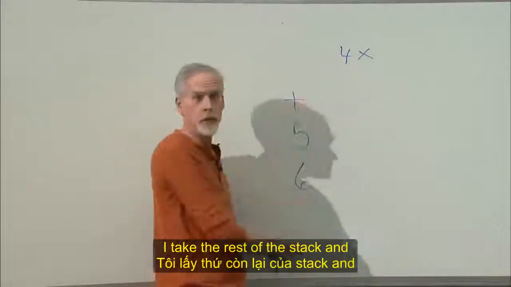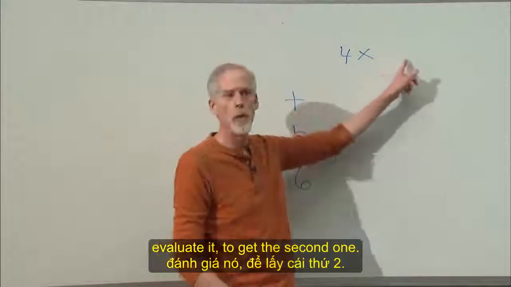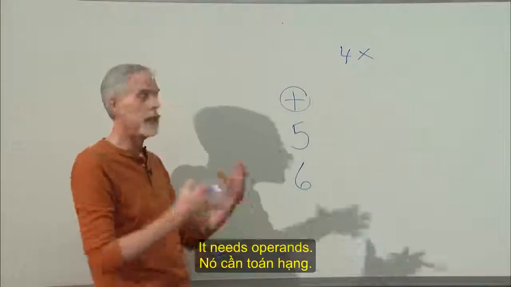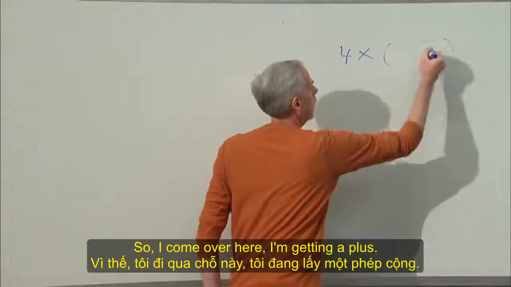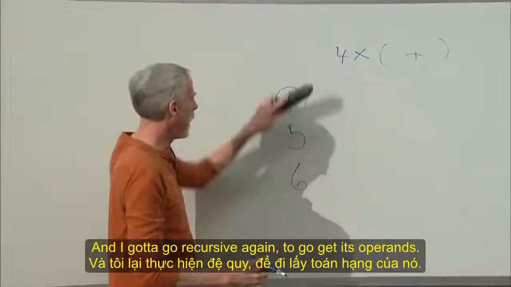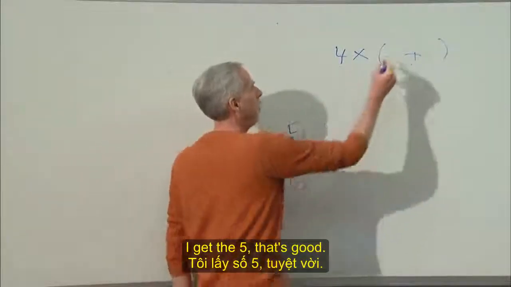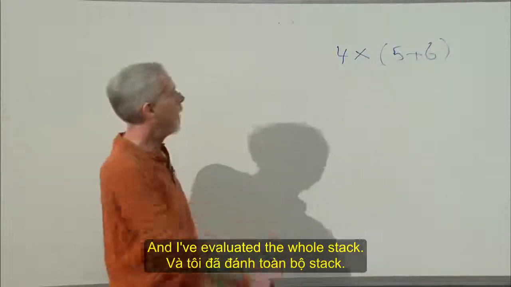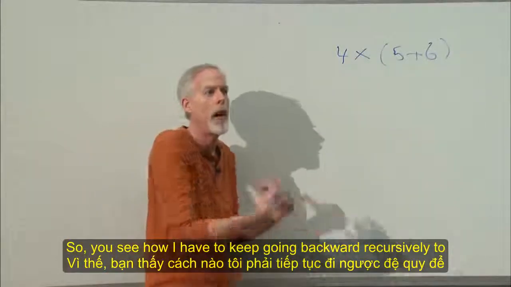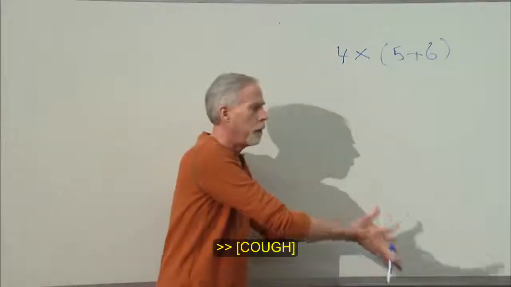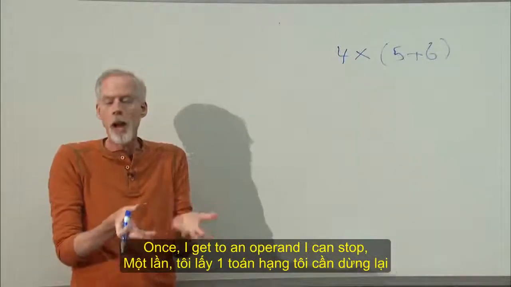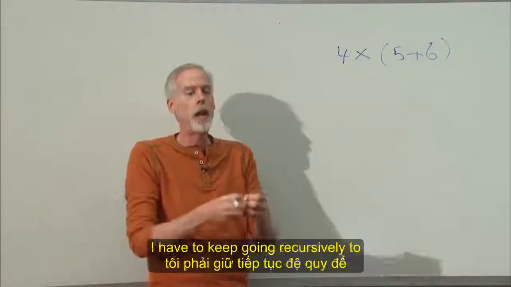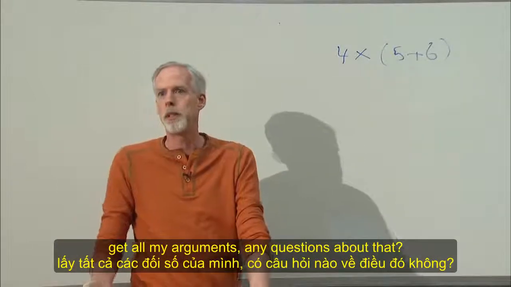Now I take the rest of the stack and evaluate it to get the second one. And when I do that, I get plus. So plus says, oh, I have to evaluate plus. It needs operands. So I come over here. I'm getting a plus, and I've got to go recursive again to go get its operands. I get the 5. That's good. I'm going to go recursive again, get the 6 over here, and I've evaluated the whole stack. So you see how I have to keep going back recursively to my evaluate to get the operands for my operations. Once I get to an operand, I can stop. As a number, I got it, and I'm out of there. But every time I encounter another operation, I have to keep going recursively to get all my arguments. Any questions about that?